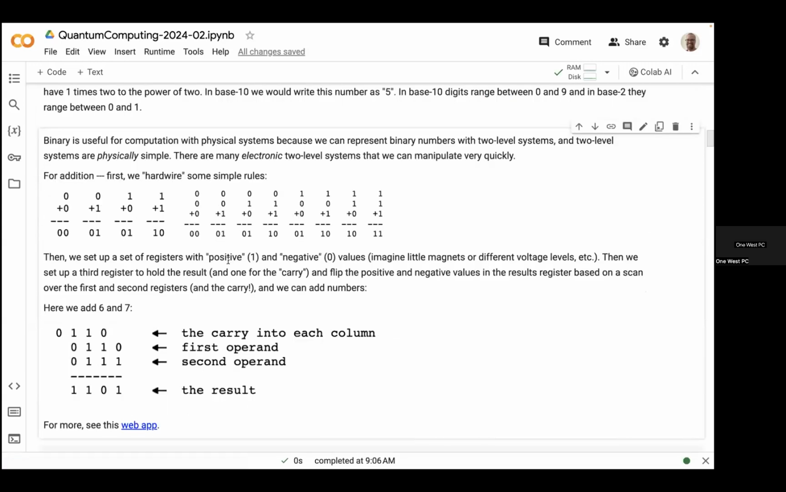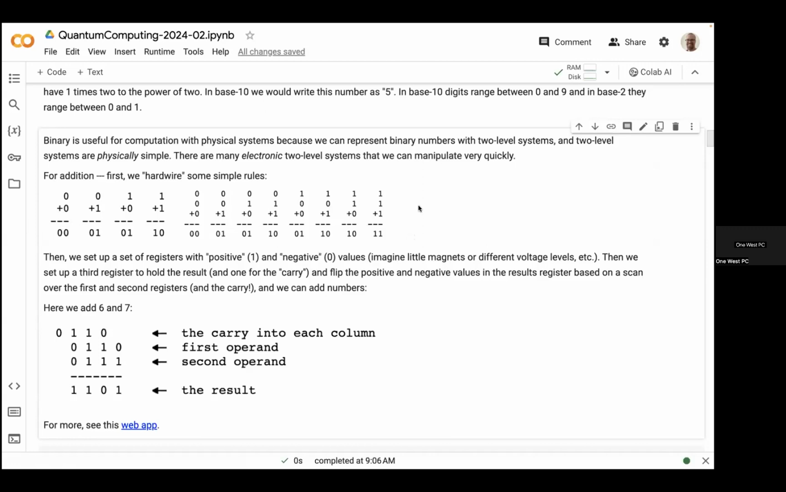And so it's useful for computation, as I mentioned, because there are a lot of simple 2-level physical systems that we can manipulate very quickly. And to do addition, you just have to write down some rules, right? So there are some rules for binary addition. You can look at a few of these and work them out in your mind and see, okay, these make sense in terms of I have some inputs and some outputs, and I'm expressing my inputs in binary and my outputs in binary. And you just start with this, and you can build up more difficult computations using these rules.